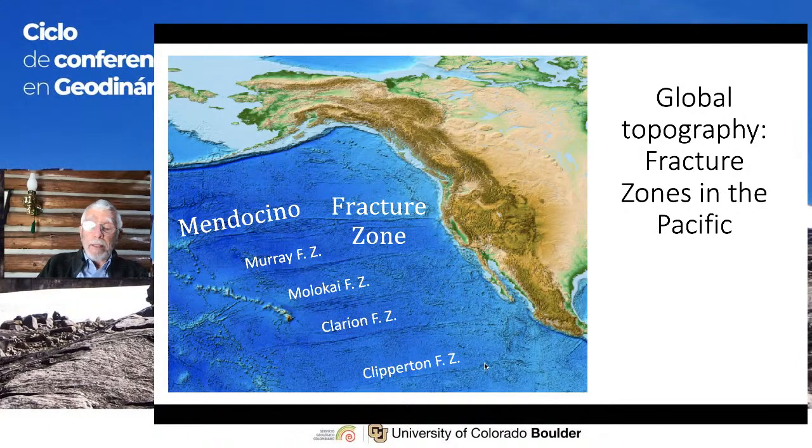Captains are always men. You don't tell him he's wrong because they don't like that. But on this occasion, fracture zones won. Fracture zones were right. Fisher was right. The captain had made an error in navigation.